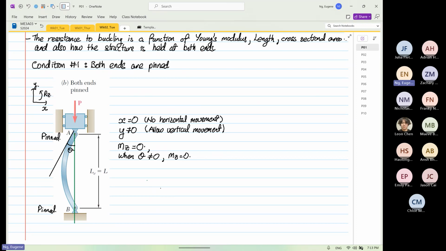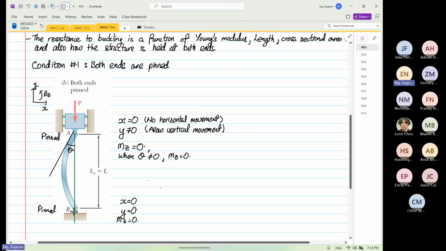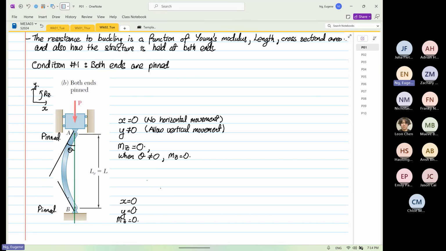So we look at point B now. At point B, we realize that x is equal to 0, y is equal to 0, so moment about z is also equal to 0. Why is that? Again, if I were to draw a tangent to point B, looking like this, you have an angle over here known as theta. So when that's the case, moment is equal to 0.